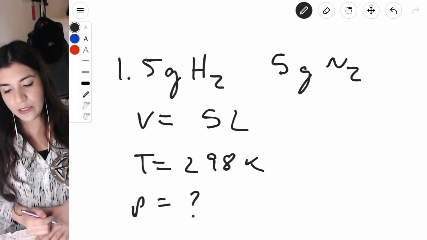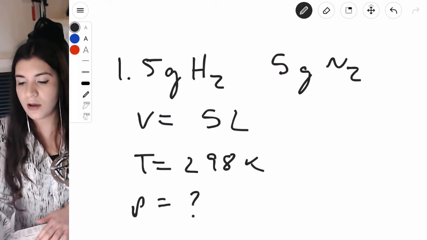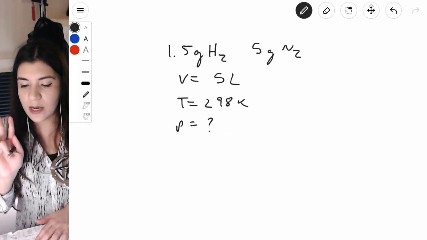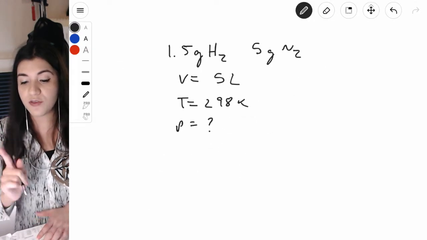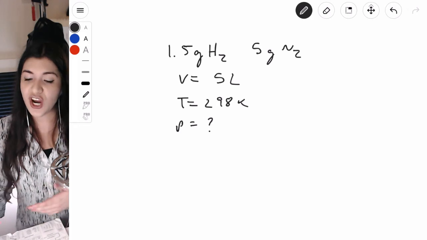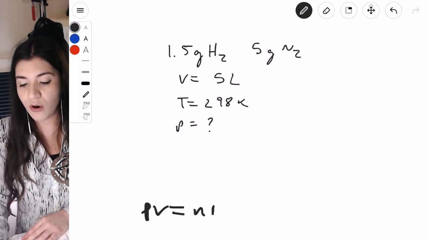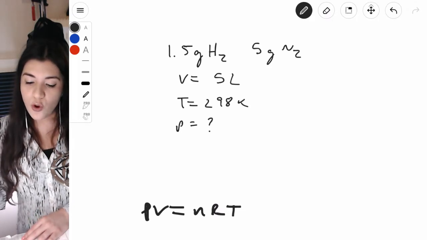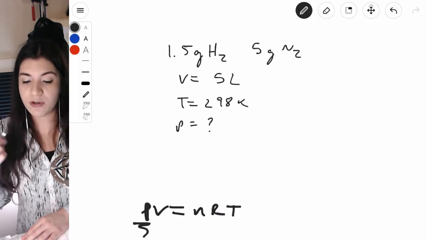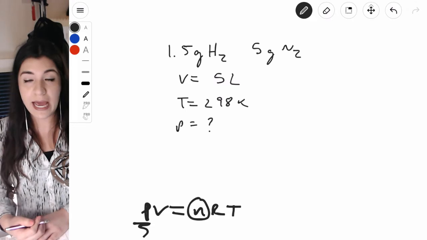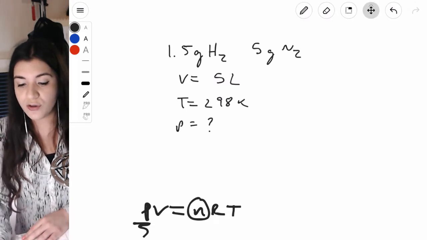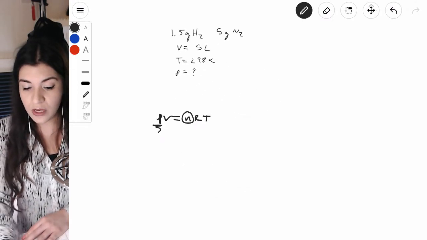Okay, so this is going to have two different steps mainly. The first thing is we have to figure out how many total moles we have in the mixture because we want to get to using PV equals nRT, our ideal gas law. Since I want to solve for P, I don't have enough information. I need to figure out what n is first. So let's just start off with converting those grams to moles.